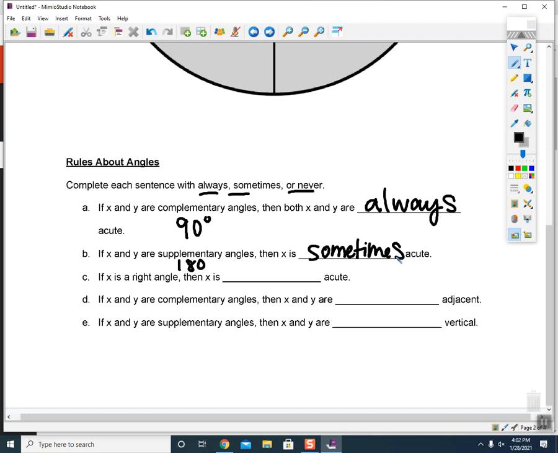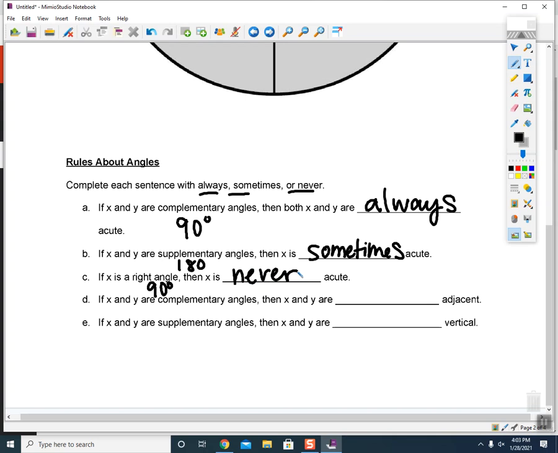If x is a right angle, then x is blank acute. A right angle means it's 90 degrees. 90 degrees is not an acute angle, it's a right angle. So this one is going to be never. It's never going to be acute.